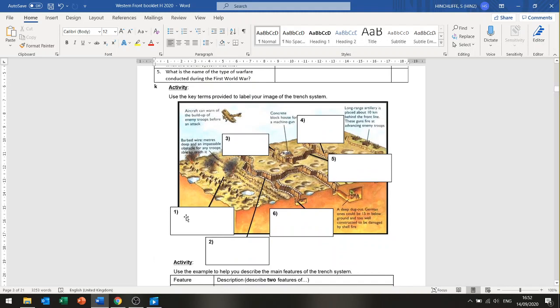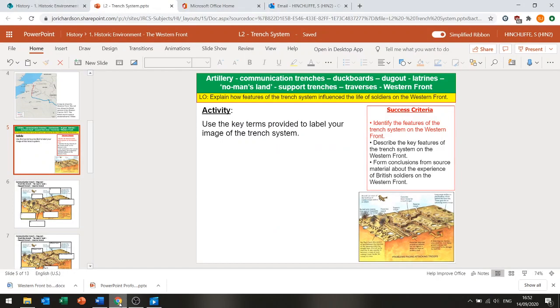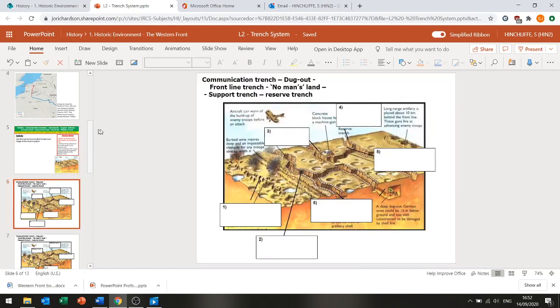You've got labels 1 through to 6, and if you go back to the PowerPoint, here you will see the different elements that you need to put in. So we'll model the first one together. Number 1 is looking at this area here where all the fighting is happening, and hopefully from the low stakes quiz you've remembered that this would be no man's land.